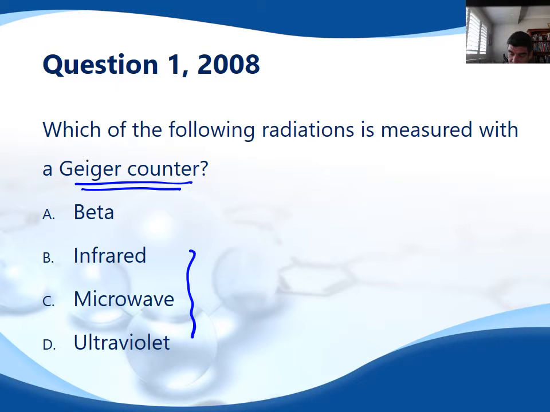And hopefully you realize these lower energy levels of electromagnetic radiation are all incorrect, and the correct answer is A, beta.